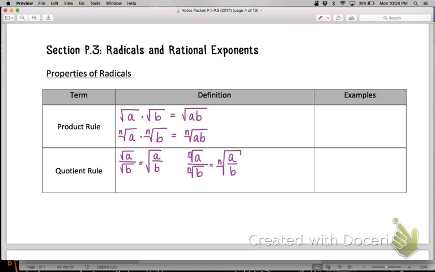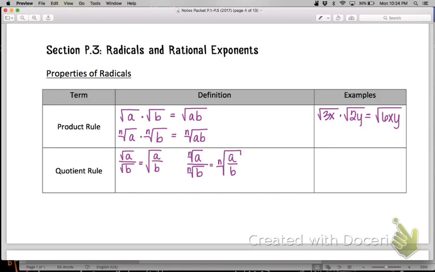The quotient rule is very similar. I can either combine into one fraction with the square root, or I can take that square root and break it apart. And so these are helpful when we are trying to simplify expressions. So, for example, if I have the square root of 3x times the square root of 2y, I could rewrite that as the square root of 6xy. That can't be simplified any further, but we can combine that into one radical.